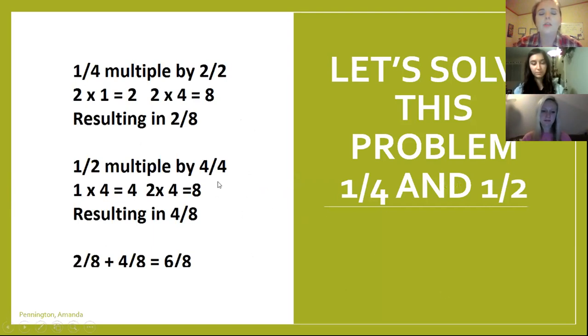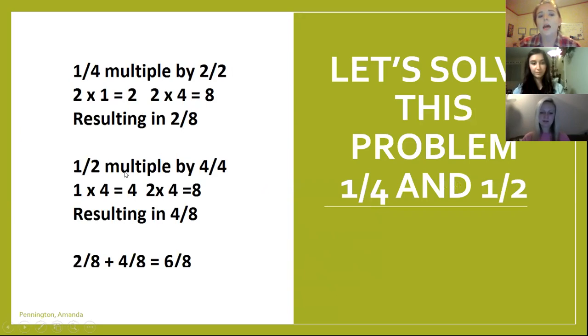Okay, and here's another one where we're just going to break it down a little bit more. So we have the 1/4 and the 1/2 that we're going to be trying to add together. So the 1/4 multiplied by 2, we're going to do 2 this time. So 2 by 2, so 2 times 1 equals 2, and 2 times 4 equals 8, resulting in 2 8s.